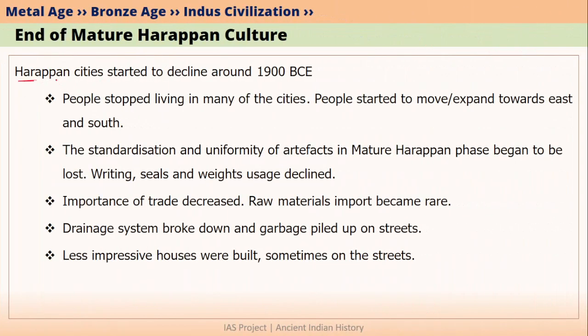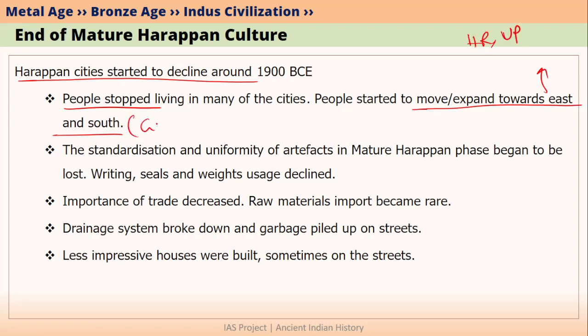So let's see again in bullet points. Harappan cities started to decline around 1900 BCE. People abandoned the cities, or we can say basically stopped living in many of them. These people started to move towards the east and south. In the east we have Haryana and Uttar Pradesh. In the south we have Gujarat. Moreover, the material culture declined.